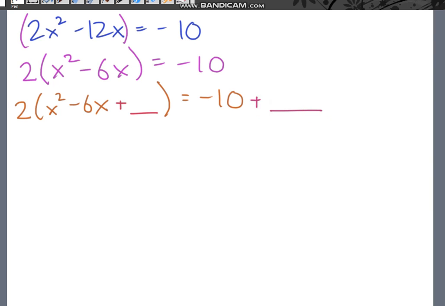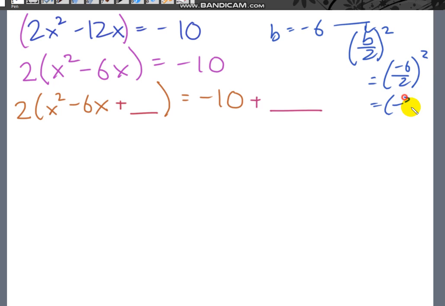Okay, so like I mentioned before in the past, we want to look at what's in the parentheses there, identify our b term. Our b term is going to be negative 6. We need to calculate b divided by 2 squared, and that's what goes in the blank here. So b divided by 2, so that's going to be negative 6 divided by 2 squared. So it's negative 3 squared. Negative 3 times negative 3 is going to be positive 9.